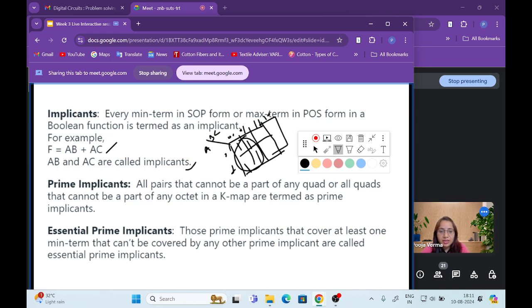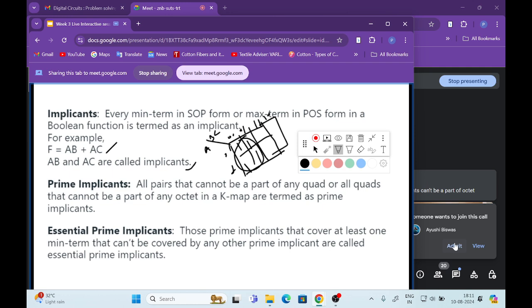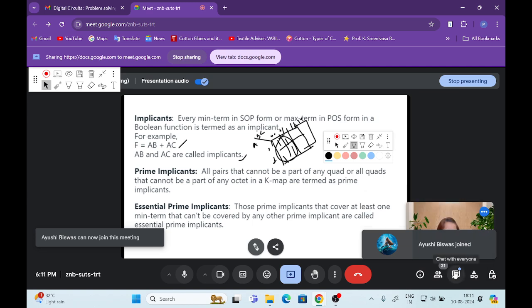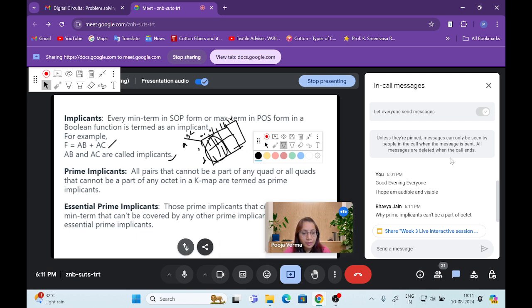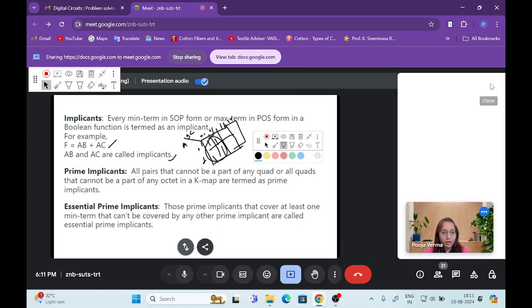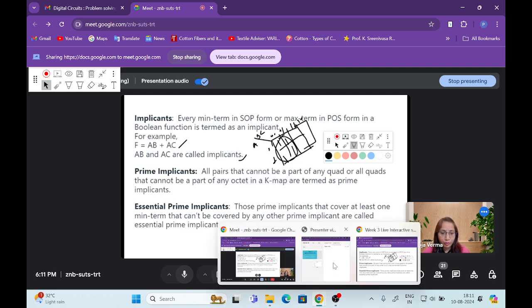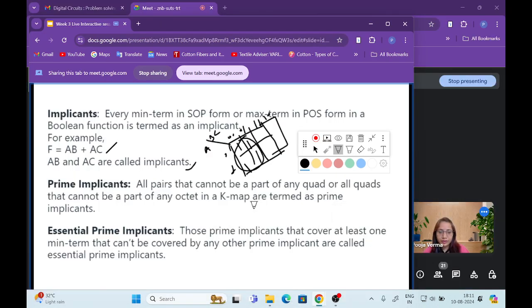And what are the essential prime implicants? Essential prime implicants are those implicants that cover at least one minterm that cannot be covered by any other prime implicant. Why can prime implicants not be part of an octet? That can be a part of it, it depends on the problem. We will solve the problem, then we will go deeper. So these are some theoretical concepts which we are going through so that we can solve them.